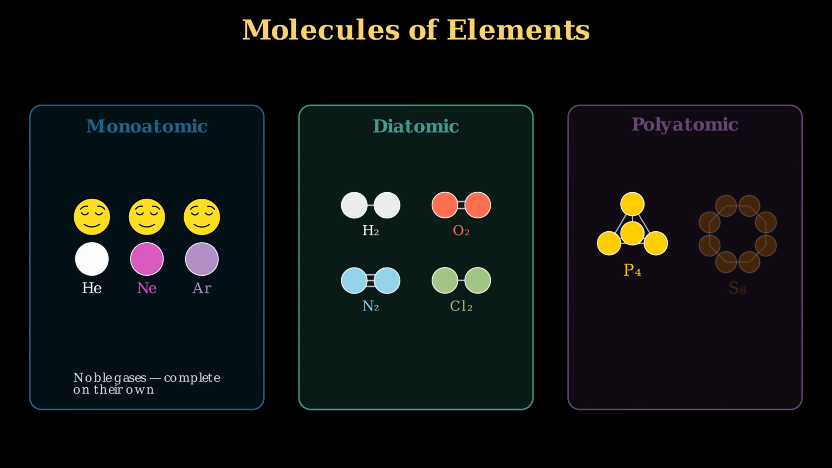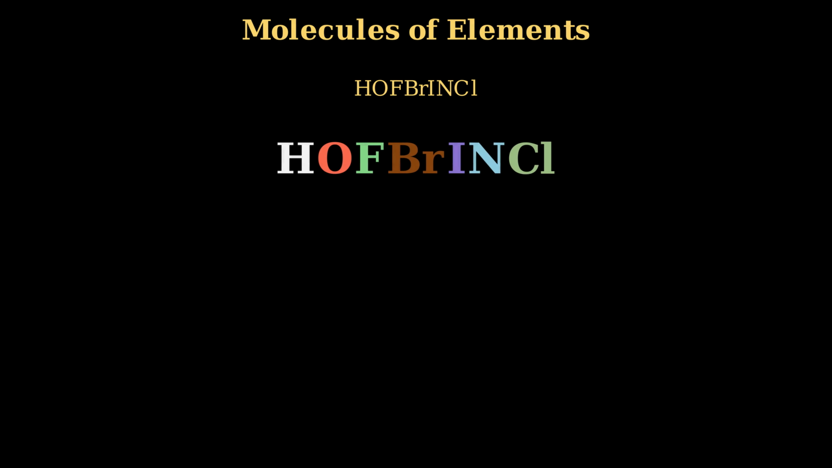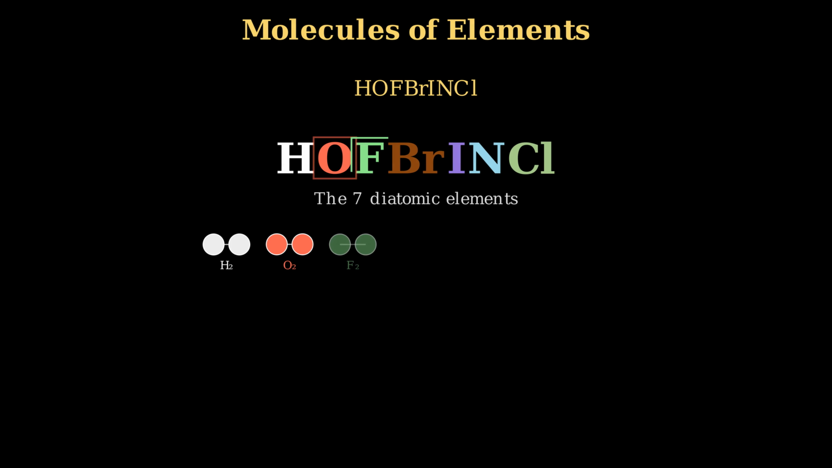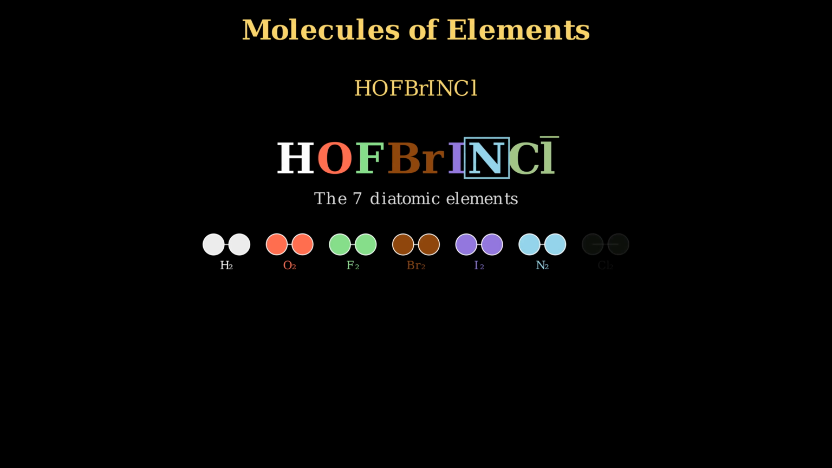Polyatomic molecules contain more than two atoms of the same element. White phosphorus is P4, four phosphorus atoms in a tetrahedron. Sulfur is S8, eight sulfur atoms in a ring. Here's a useful mnemonic for remembering the diatomic elements: HOFBrINCl, hydrogen, oxygen, fluorine, bromine, iodine, nitrogen, chlorine. These seven elements always exist as diatomic molecules in their elemental form.